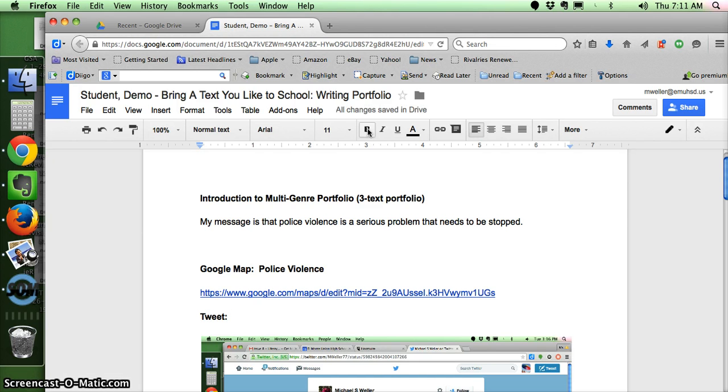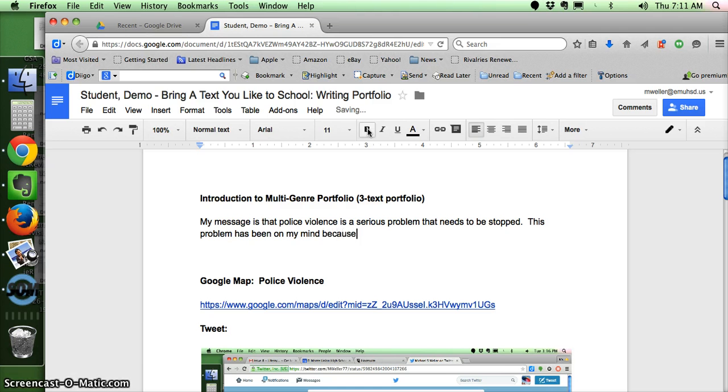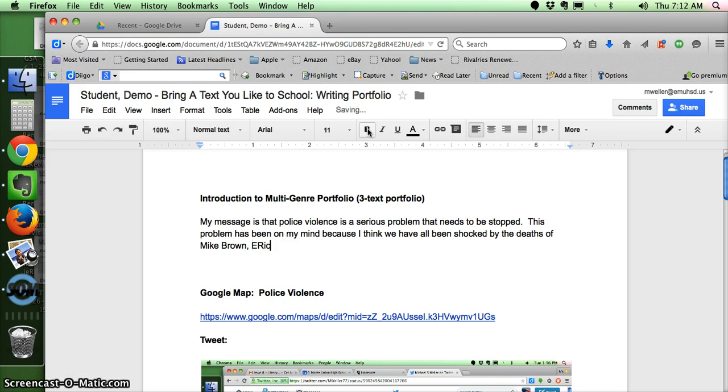And then I'm going to add on a little bit of background maybe. So this problem has been on my mind because of the, let's see. The hardest part about writing this is not making it sound impersonal, as if the people who have been hurt and killed by police violence are just sort of statistics. So I'm going to try to write a little bit more directly. So I'm going to say something like, this problem has been on my mind because I think we have all been shocked by the deaths of Mike Brown, Eric Garner, Tamir Rice, and other people who have been victims of police violence.